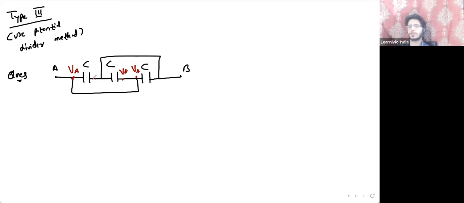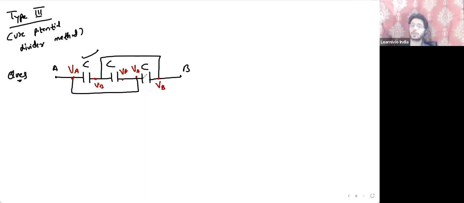I can't say that this is VA. Let's name it something else, VB. If this is VB, see, this is wire, this is wire, this is going this way. This is also VB. Now, let's check potential difference across each capacitor. Potential difference across this capacitor is VA minus VB. Potential difference across the second capacitor is VB minus VA. Potential difference for the third capacitor is again VA minus VB. So they are VA minus VB, VB minus VA, and VA minus VB.